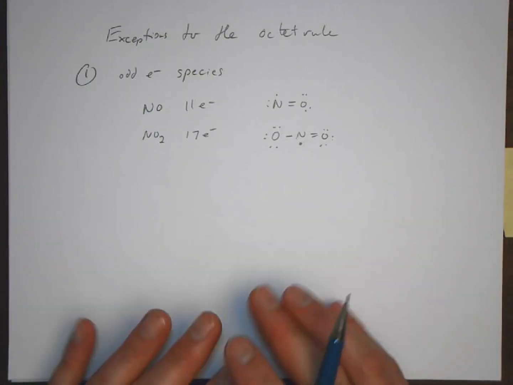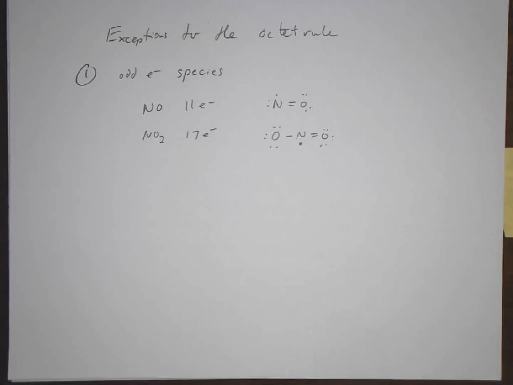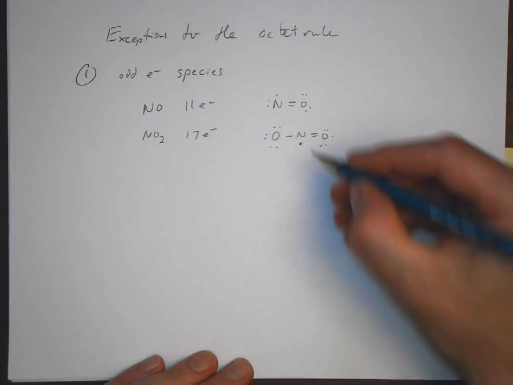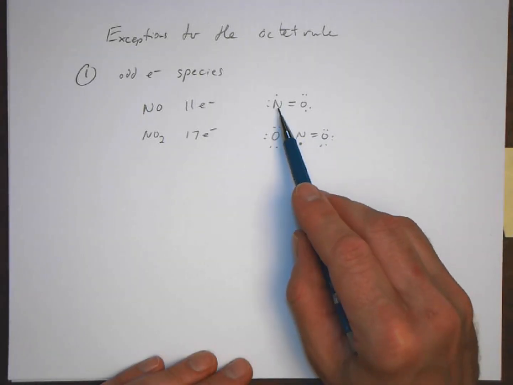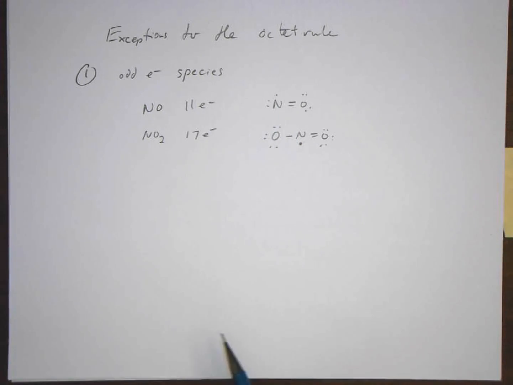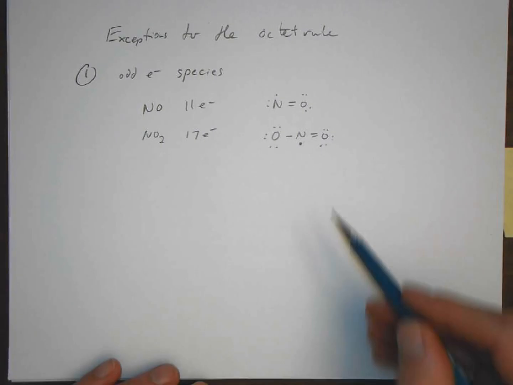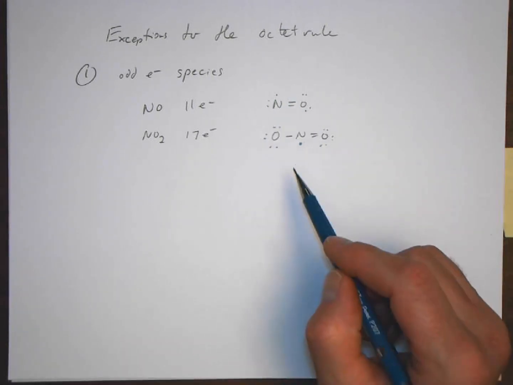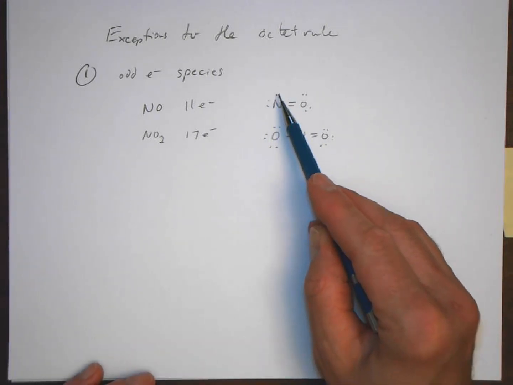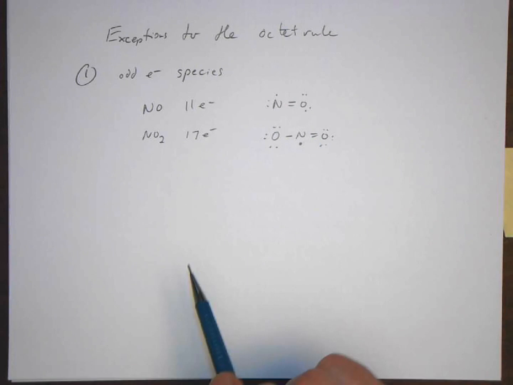More often than not, again as a rule of thumb, and we'll see why this is the case soon, more often than not, the least electronegative atom will be the one that has the least electrons on it. So this nitrogen is violating the octet rule. It only has 7 electrons.